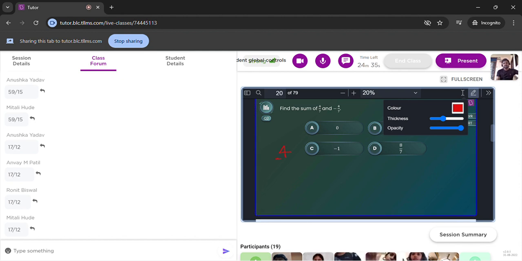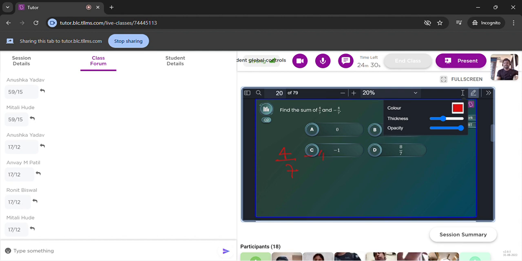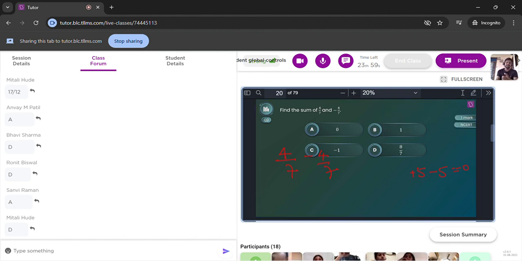There is one number which is 4 by 7, and we have one more number which is -4 by 7. So there is no need to do any cross multiplication. It is simple. When we have two numbers, if one is positive and the same number is negative, and we have to do the sum, then we will get 0. In the similar way, one number which we have is positive 4 by 7, and the same number is negative. So when you do the sum, you will get 0. So its correct answer will be only A.